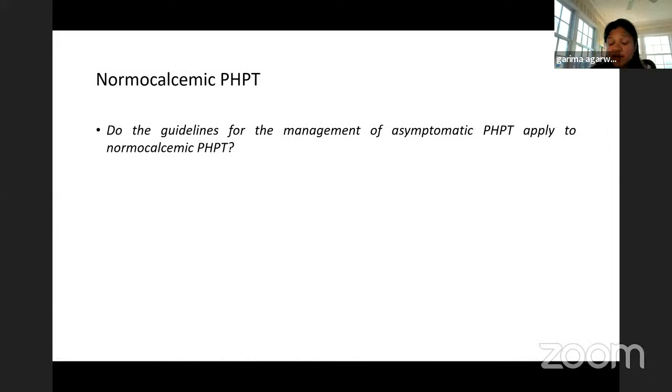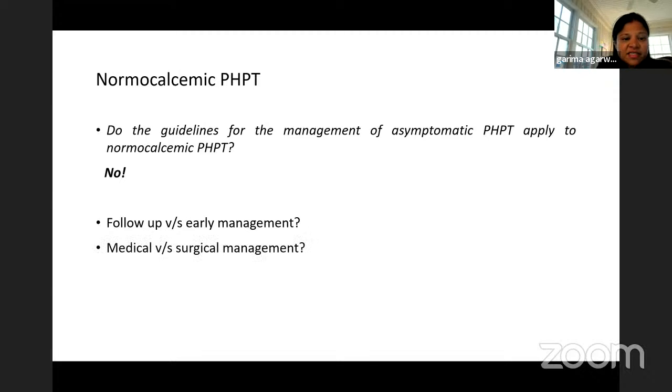So, do the guidelines for management of asymptomatic primary hyperparathyroidism apply to normocalcemic primary hyperparathyroidism? Answer is no. Follow-up versus early management. Well, since not all patients have progression to hypercalcemic hyperparathyroidism state, and there are no markers of disease progression that are yet available, the decision regarding aggressive management versus follow-up should be individualized. And again, we need further research into the natural history of the disease.